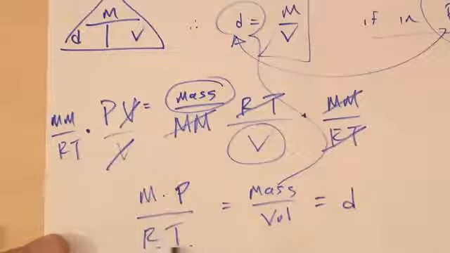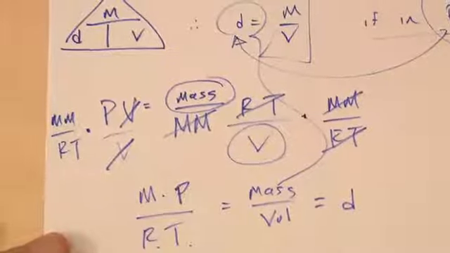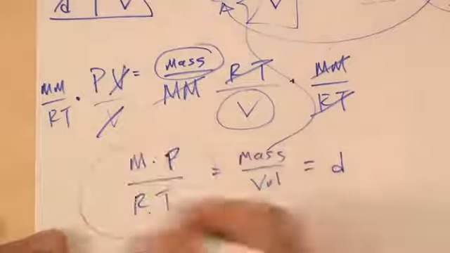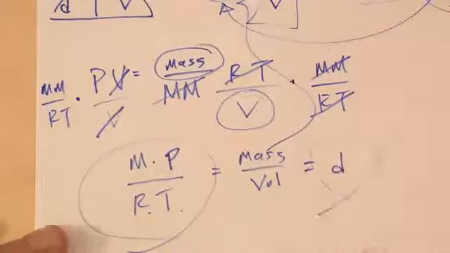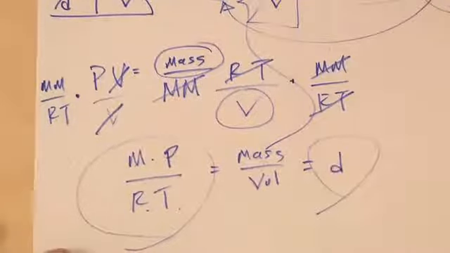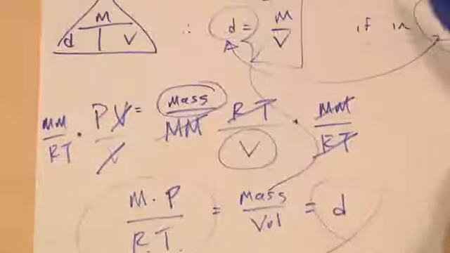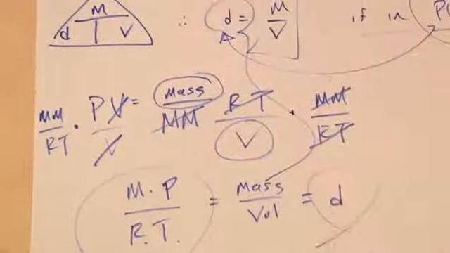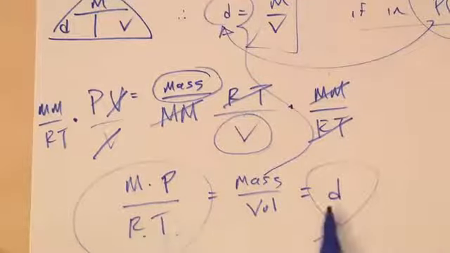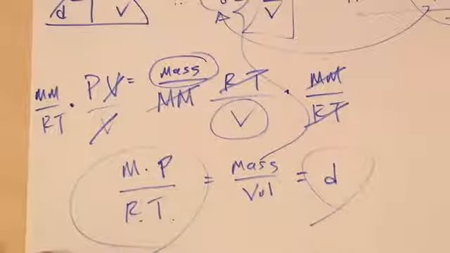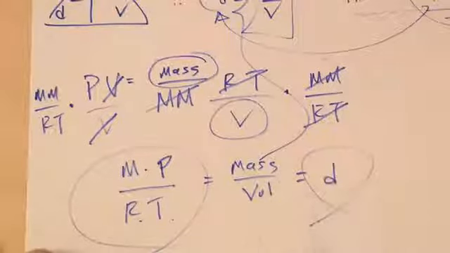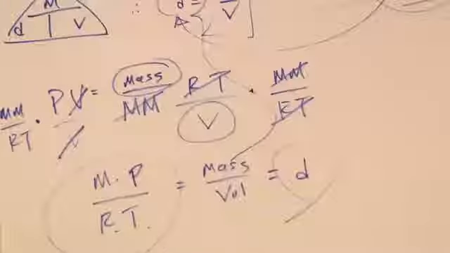Molar mass times pressure divided by RT is equal to density. This equation is not given to you on the equation sheet that you get during an AP exam, so you either need to be able to derive this, or you can simply remember that the equation is MP divided by RT is equal to the density of any gas. That's where that equation comes from.